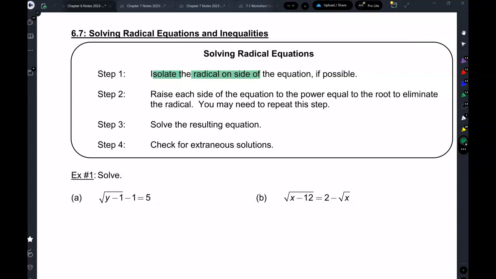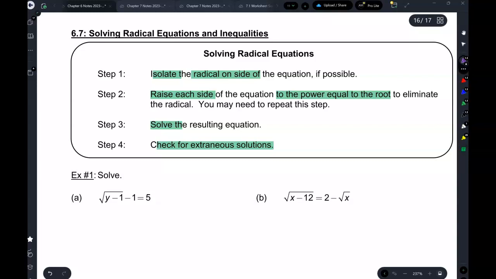And it's best to try to have just one radical on either side. Then you have to raise each side of the equation to the power equal to the root to get rid of the radical. You have to solve, and then we have to check for extraneous solutions. So let's go ahead and get started here.